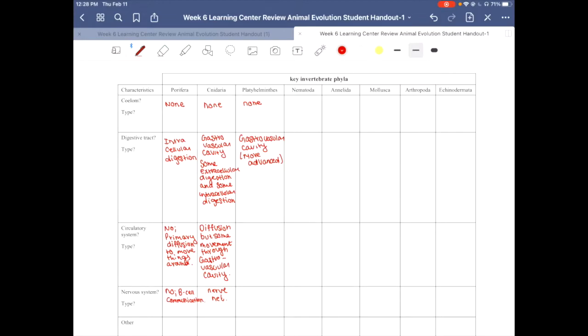And as for their circulatory system, it's the same as the Cnidaria. They're going to have diffusion, but they're also going to use their gastrovascular cavity to move things around. But their nervous system is a little different than the last phyla. So instead of a nerve net, they're going to have a ladder-like nervous system, and they're also going to have ganglia in nerve endings and in head ends.